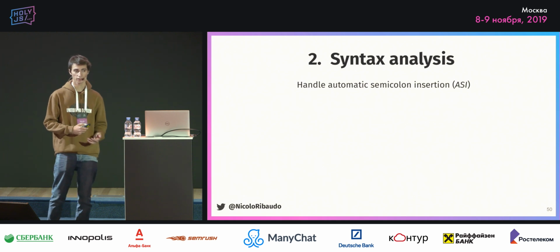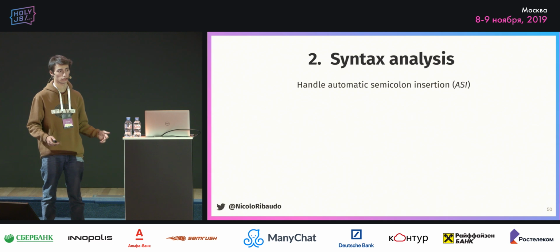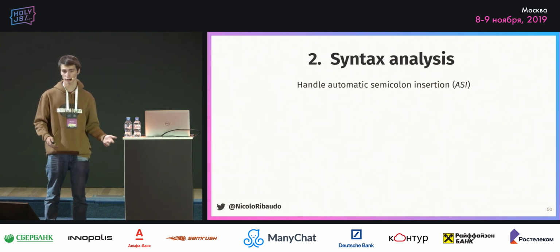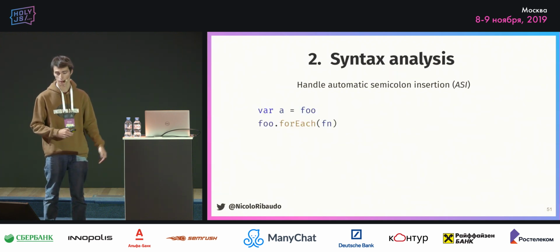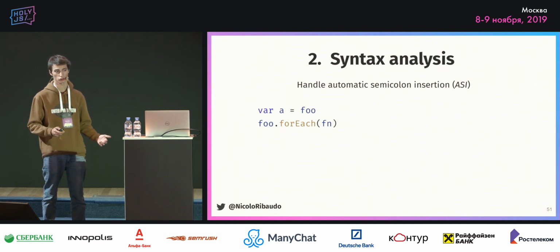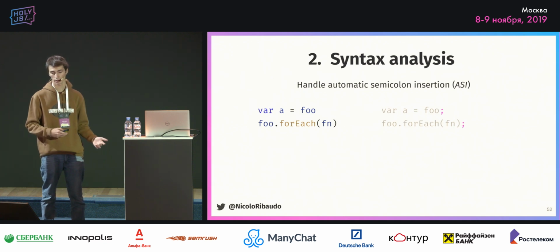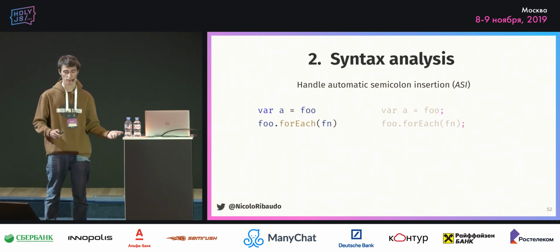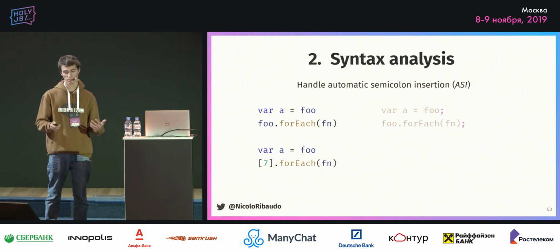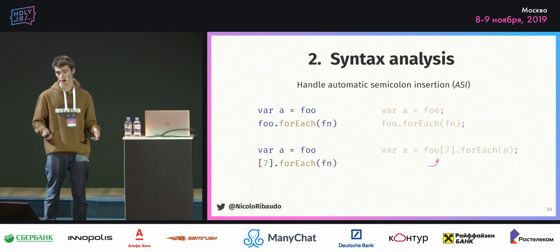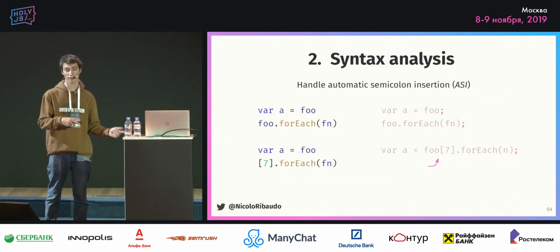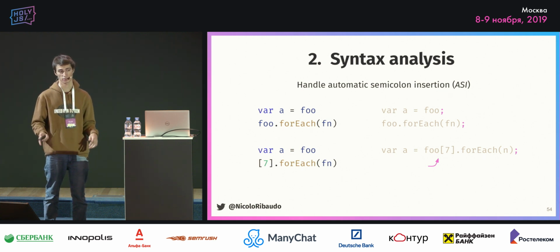During this phase, it handles automatic semicolon insertion, because as you may know, semicolons are optional in JavaScript, and they follow some rules. In this example, Babel just puts a semicolon after the first line and after the second line, but it's not always that easy. In this second example, these might look like 2 different statements, but actually it's a single one, and Babel just inserts the semicolon at the end, because what might look like an array literal is in fact a property access on foo.